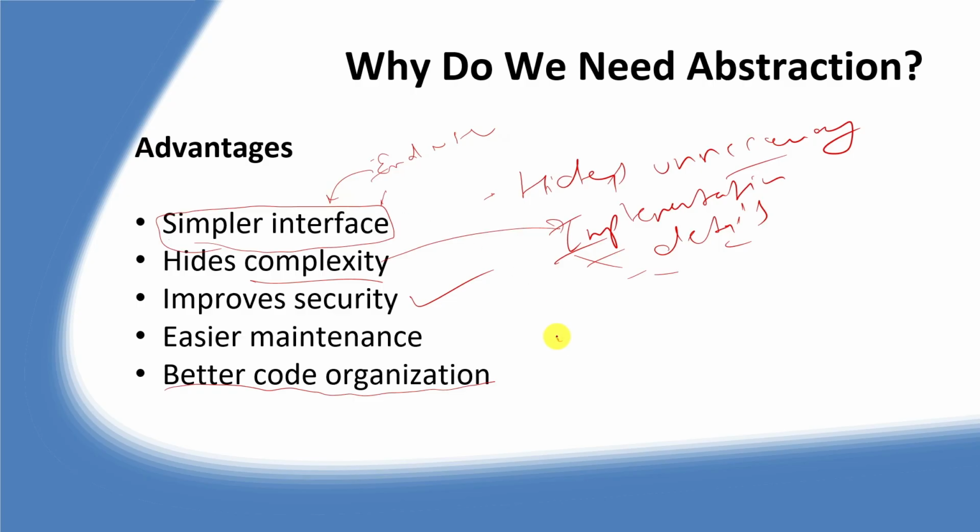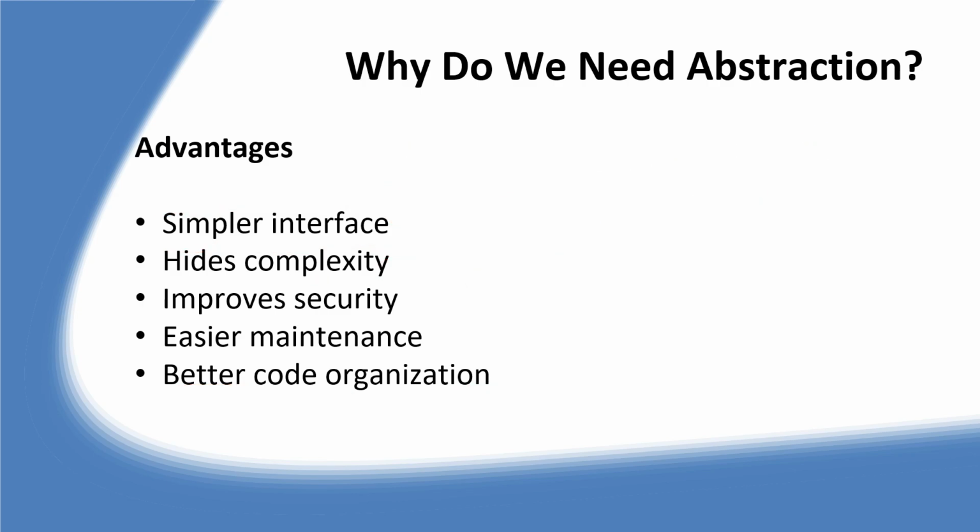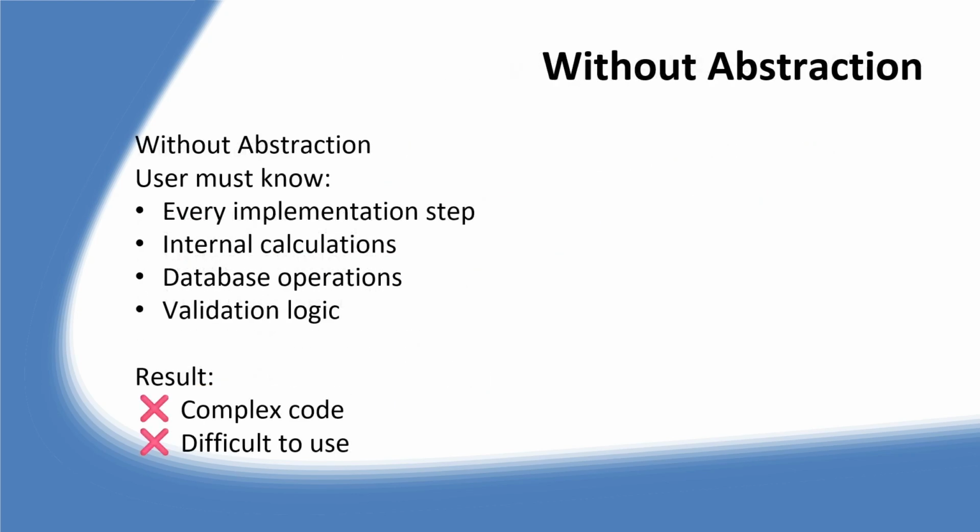That's why we need abstraction. So for better understanding, let's think of what will happen without abstraction. Let's imagine if abstraction didn't exist, then what will happen? Every user would need to understand all the internal implementation details before using a feature.